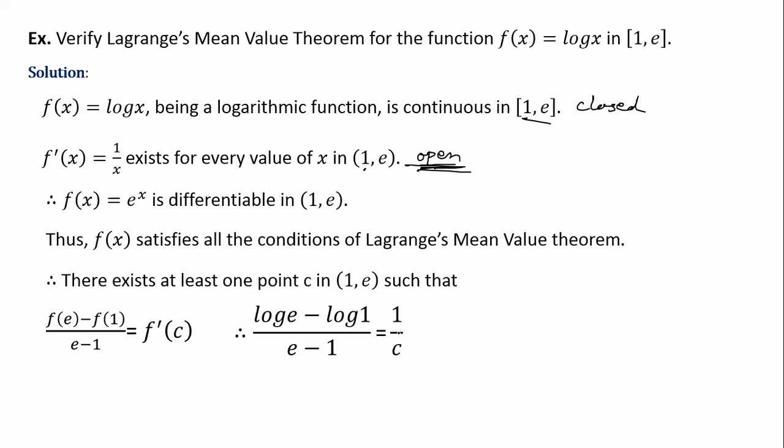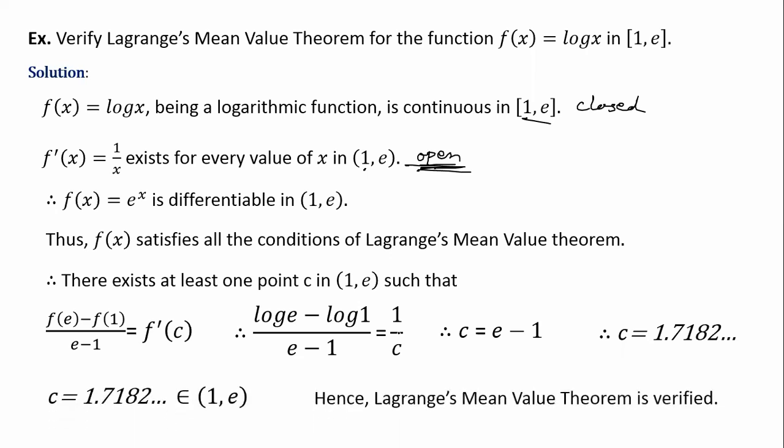So 1/(e - 1) is equal to 1/c, and therefore c is equal to e - 1. And see, it is 2.7182 minus 1. That is going to lie in the interval (1, e), basically. And thus, we have found at least one value in the open interval such that that equation is satisfied, and hence Lagrange's mean value theorem is verified.